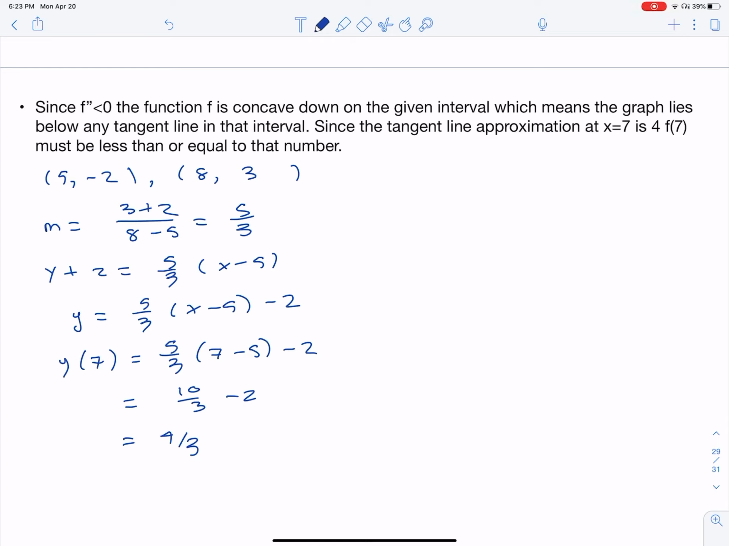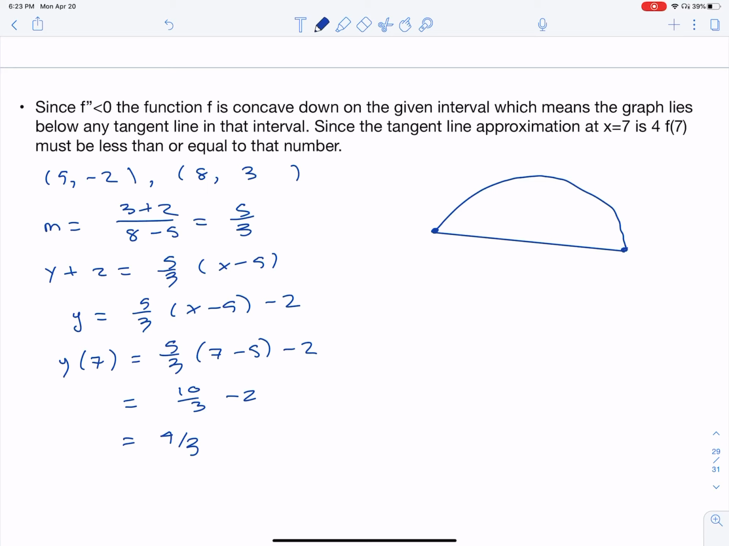We have this graph, and it is concave down. It's concave down from this endpoint at x equals 5 to this endpoint at x equals 8. We have drawn a secant line through those 2 points. Notice, because it is concave down, that line has to be below the function, which means f of 7 has to be greater than or equal to the value that we just found. Okay, that looks good.